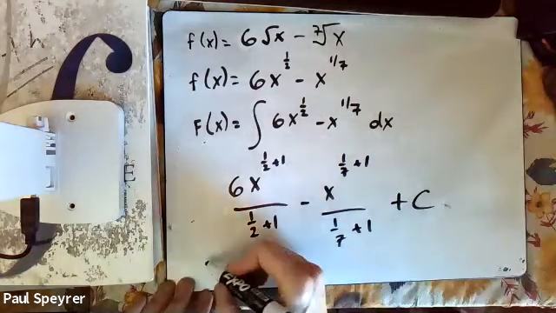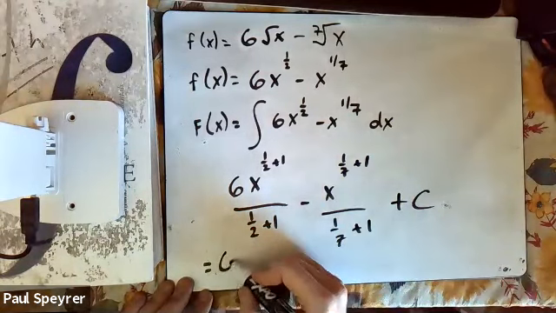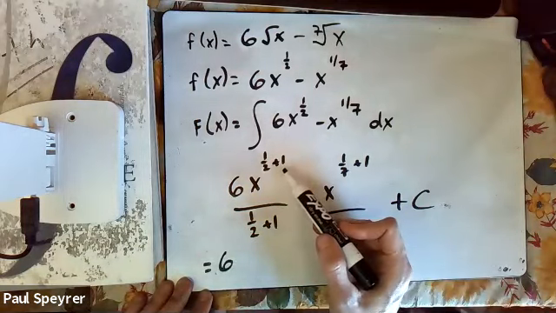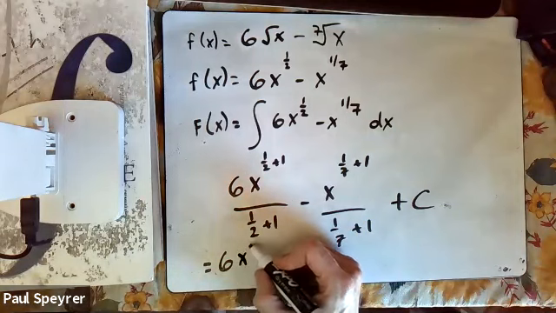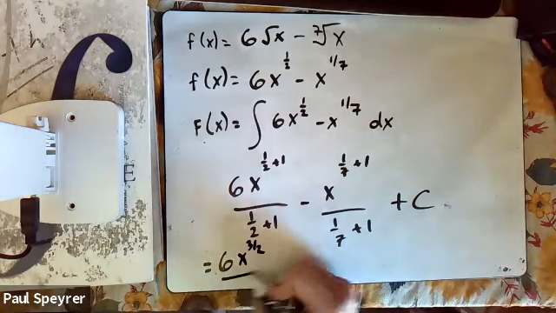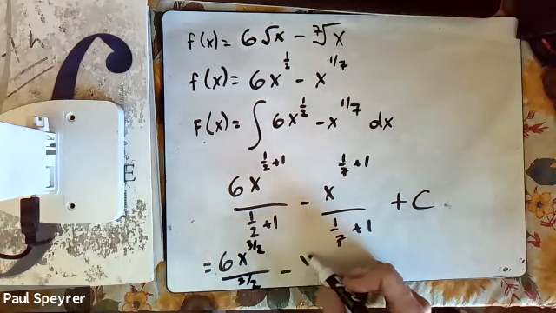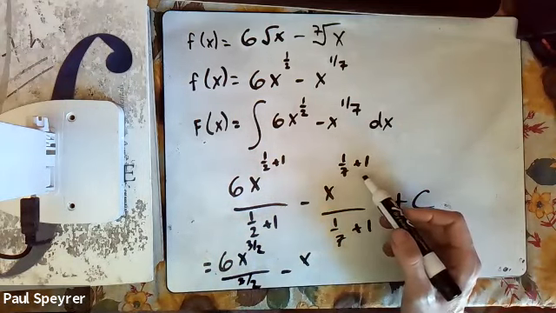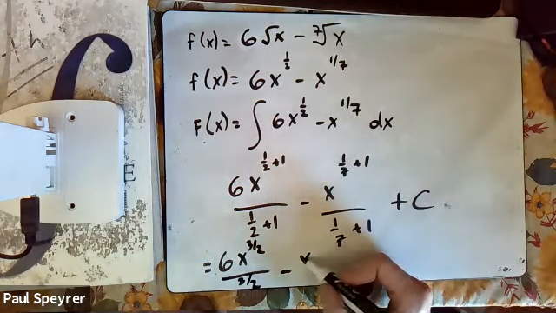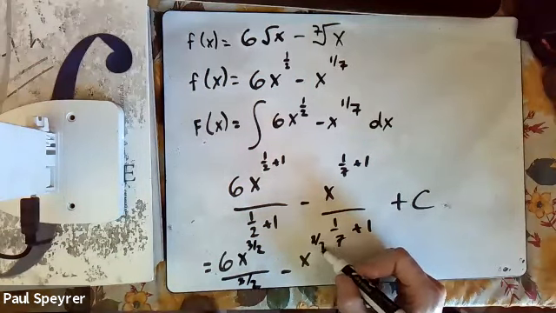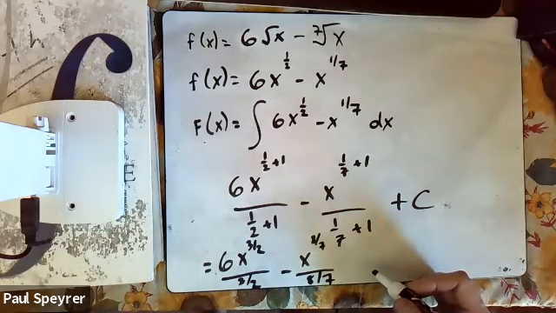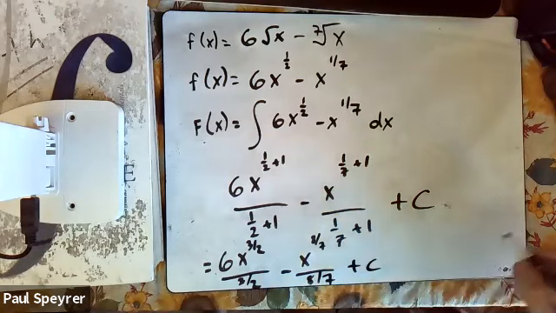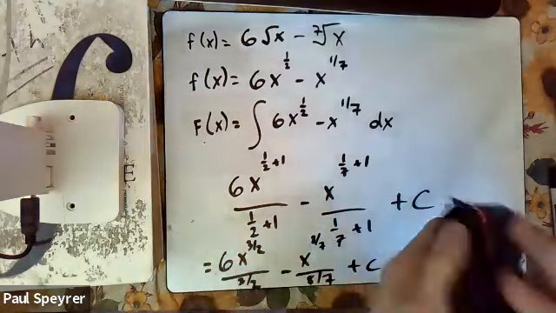Now, what's 1/2 plus 1? That is 3/2, right? So this is 6x to the 3/2 over 3/2 minus x. What's 1/7 plus 1? That is 8/7. So this is x to the 8/7 over 8/7 plus c. Now, how do we simplify this, right?